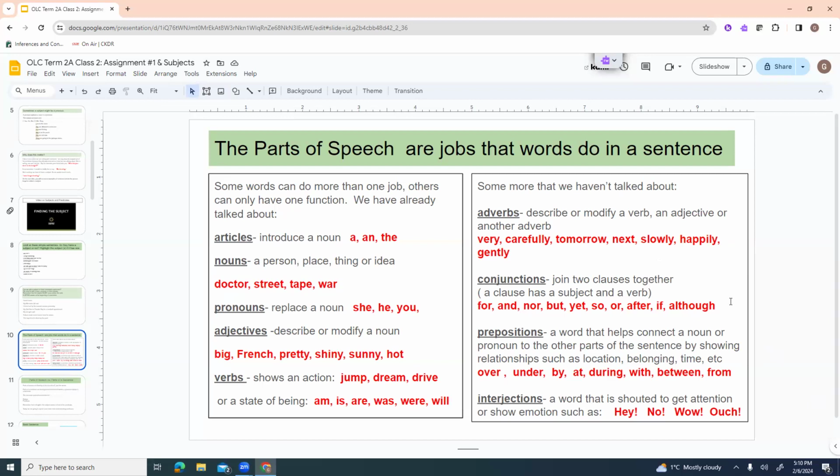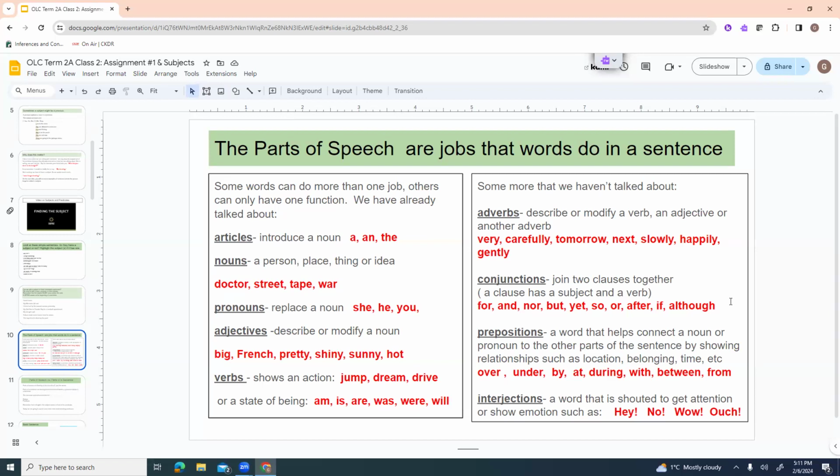Conjunctions join two clauses or two simple sentences together. Remember that a clause has a subject and a verb. Some examples of conjunctions are for, and, nor, but, yet, so, or, after, if, although. And then prepositions are words that help connect a noun or a pronoun to the other parts of the sentence, usually the main part of the sentence, by showing relationships such as location, belonging, time. Some examples would be over, under, by, at, during, with, between, and from.